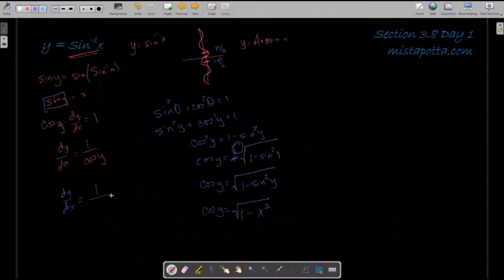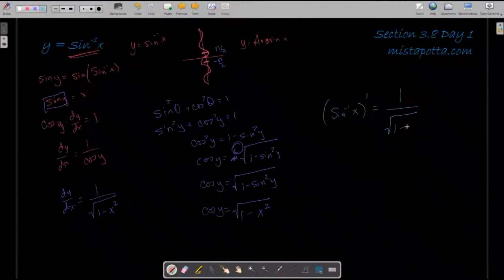And so when I rewrite this as dy dx equals 1 over the principal root of 1 minus x squared, I now have a function for dy dx, whereas previously I only had a relation. So the first derivative we have is that if I want to take the derivative of a sine inverse function, I'm going to end up with 1 over radical 1 minus x squared. This is the first of our 3 trigonometric functions we'll be talking about today.